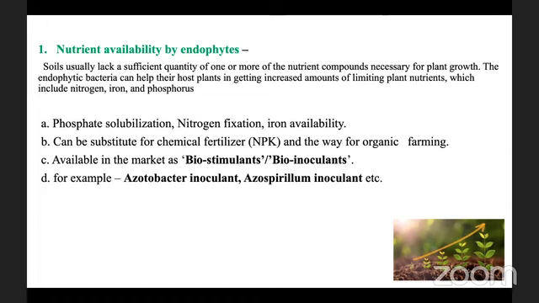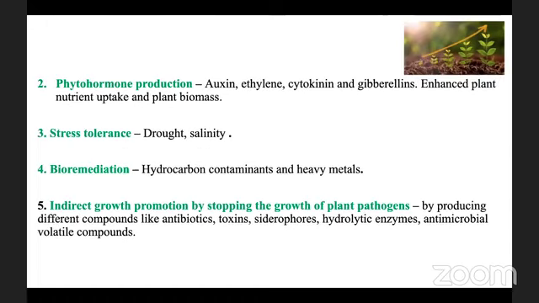So first we can see the endophyte benefits, like nutrient availability. Phytohormone production is the second. As I already said, we routinely use indole butyric acid or IBA as a rooting hormone. That is a synthetic type. But if endophytes are producing these particular types of hormones naturally, they can also be used as plant growth promoters, because they again enhance the plant nutrient uptake and plant biomass.